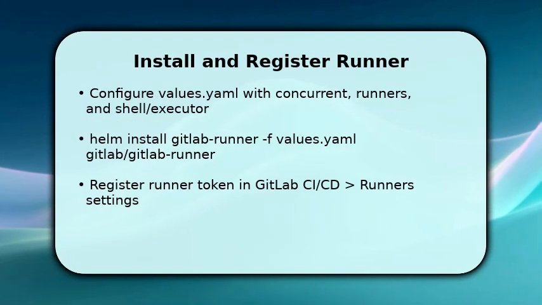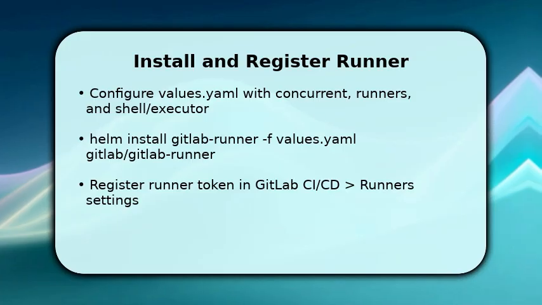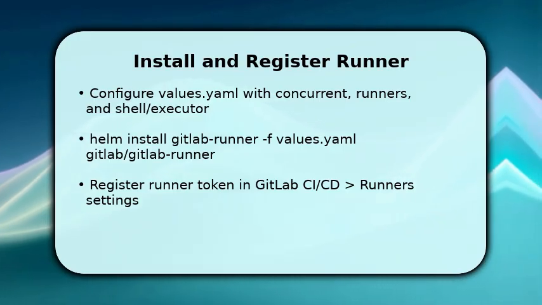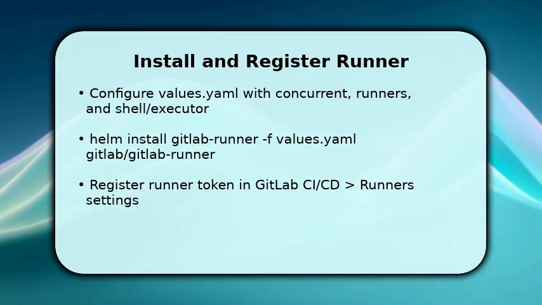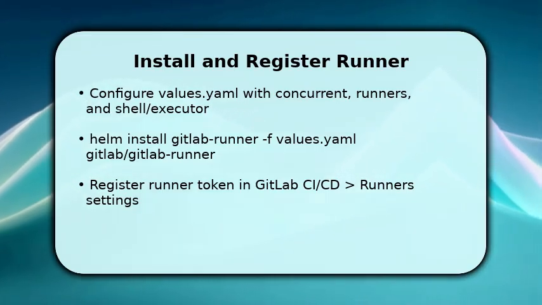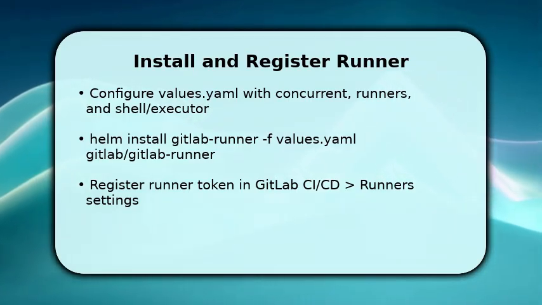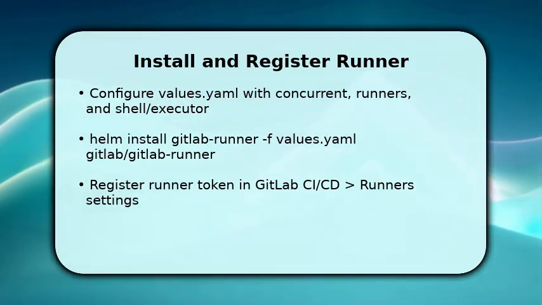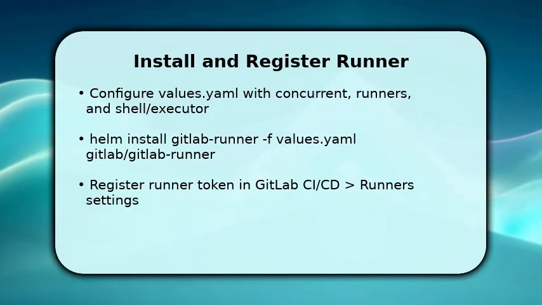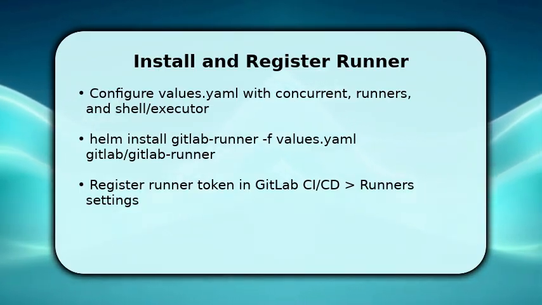Now you install and register the runner. Edit values.yaml to set the executor, Kubernetes, image, concurrency, and RBAC settings. This controls pod behavior. Then deploy with Helm to create the runner deployment and service. Once the pods are running, copy the registration token from the GitLab project or group and run the Helm upgrade or kubectl exec registration step to attach the runner to your project. This ties your cluster executor to GitLab, so pipelines will schedule pods on demand.